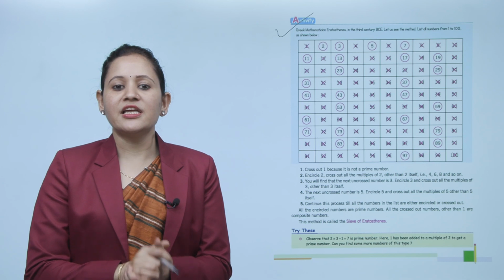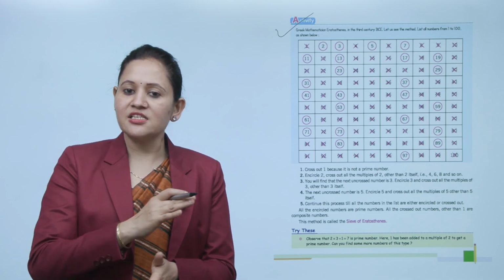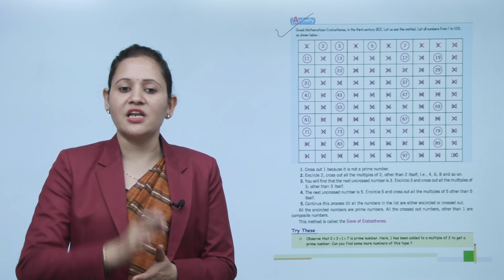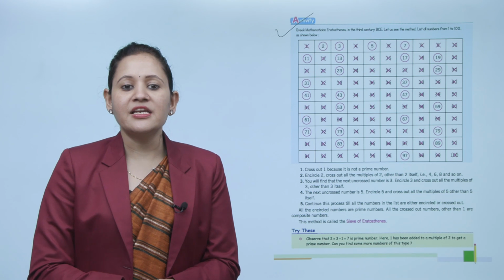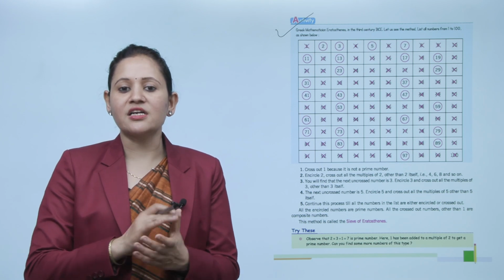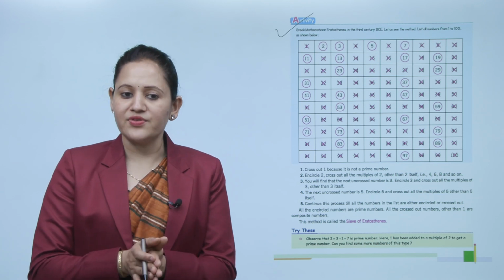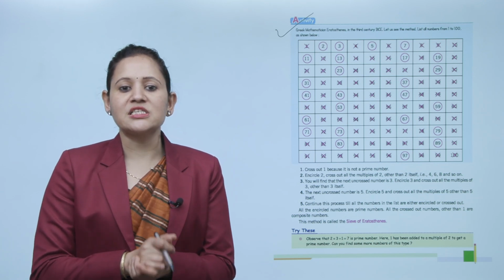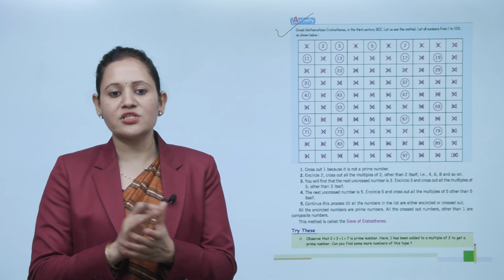You will find that the next uncrossed number is 3. Encircle 3 and cross out all the multiples of 3, like 6, 12, 15. The next uncrossed number is 5. Encircle 5 and cross out all the multiples of 5 other than 5 itself. Continue this process till all the numbers in the list are either encircled or crossed out.